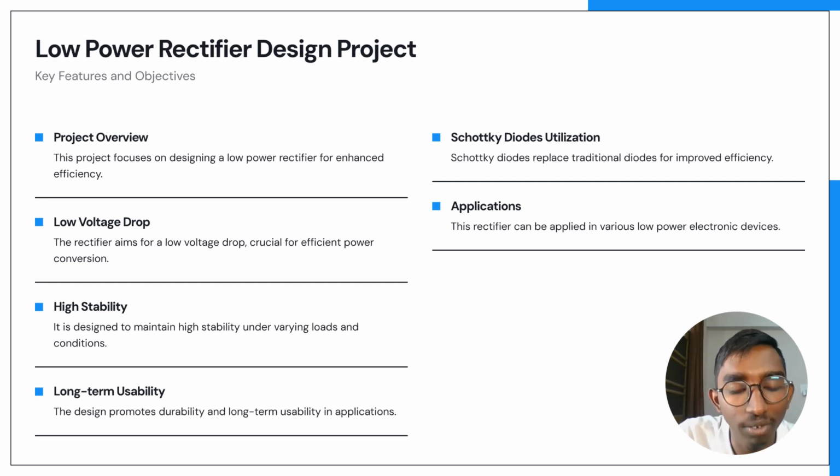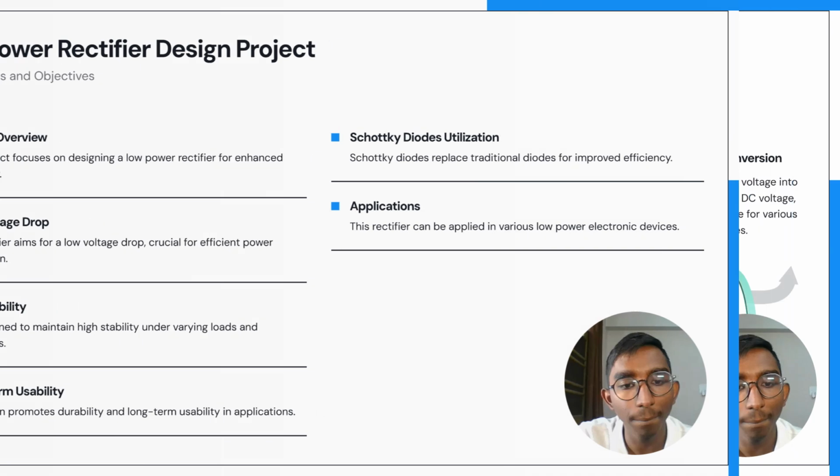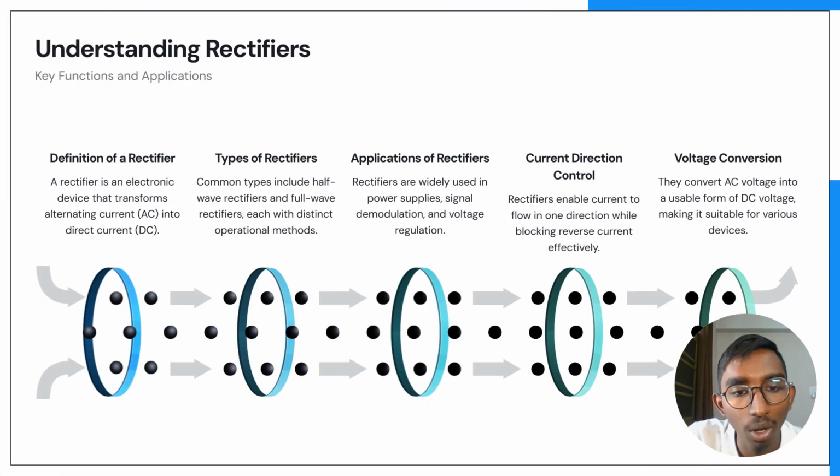So for rectification of that, we made a circuit to get more stability and low voltage drops. For a basic understanding, rectifiers are commonly used to convert alternating current to direct current. And there are lots of rectifiers which we can use, from transformers, and we can use diodes also.